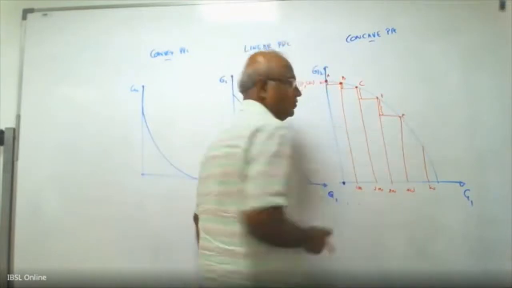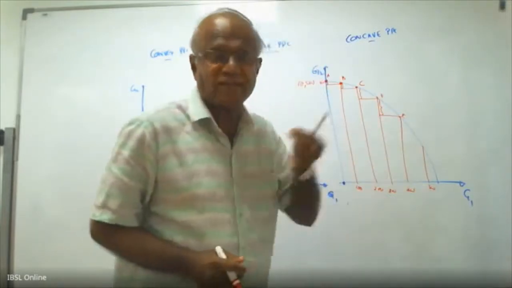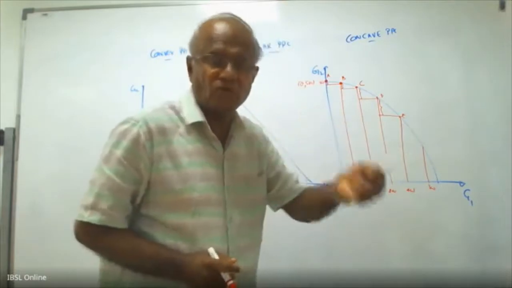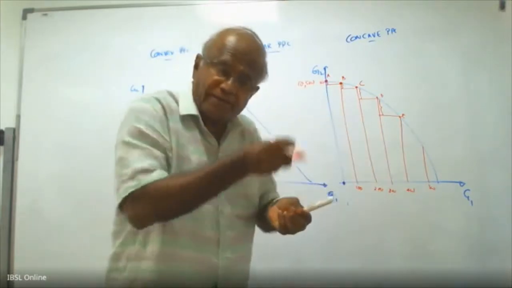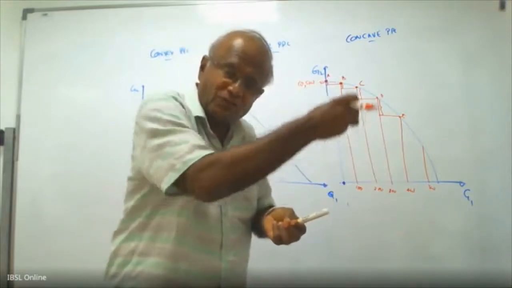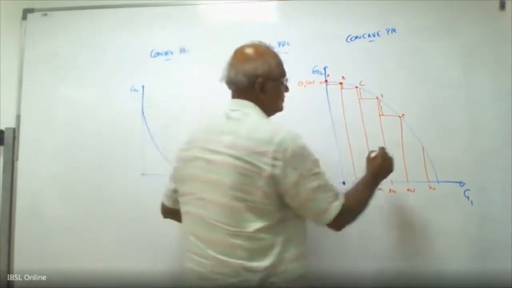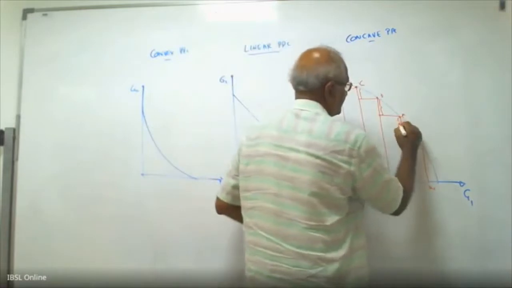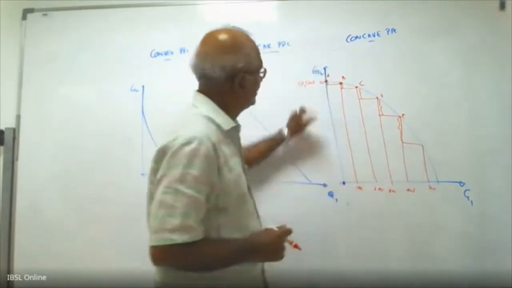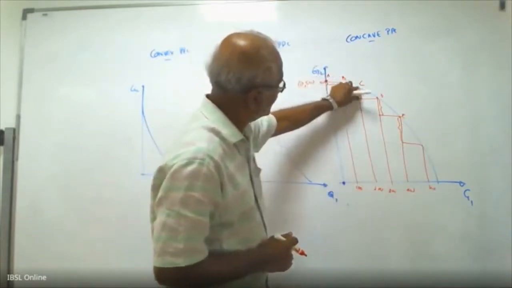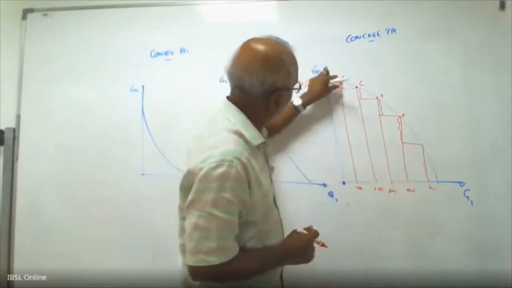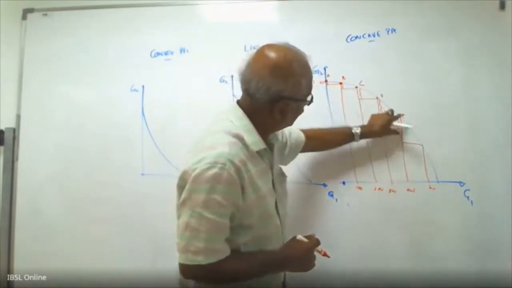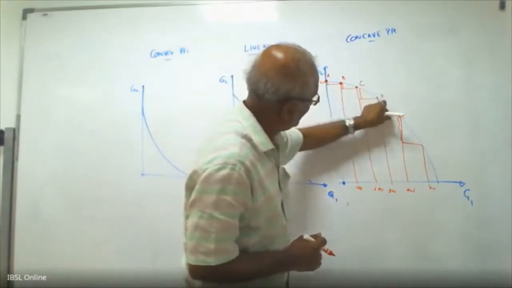This foregone output, the sacrifice, increases. You have to give up more and more output of good 2 to get 100 units of the other good. You see? It is very small at first, but it increases, because to get 100 units of this output, you forego an increasing amount of good 1.